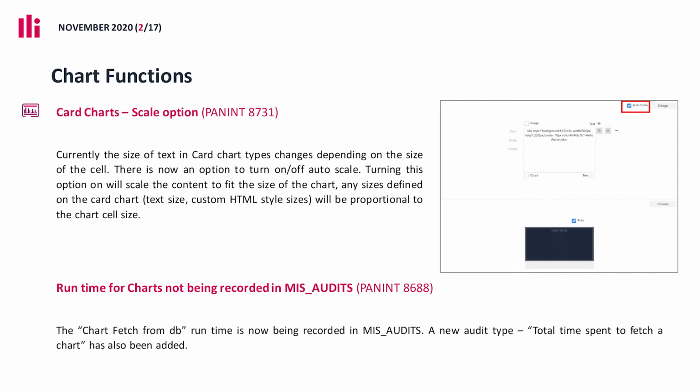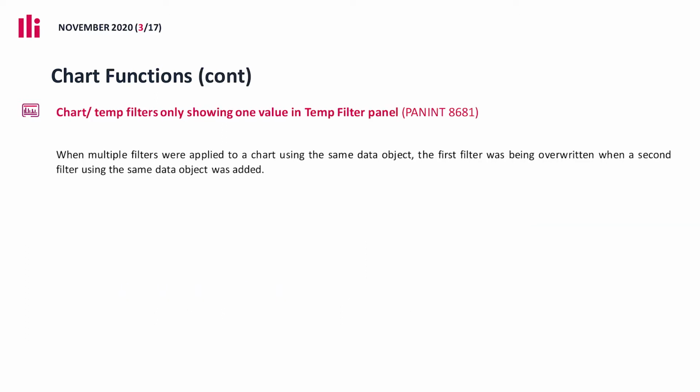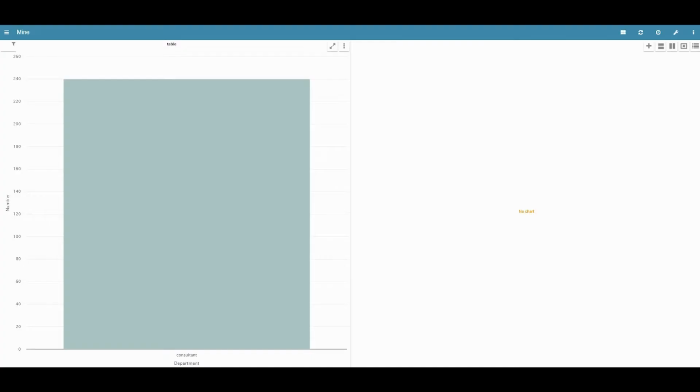The chart fetch from DB runtime is now being recorded in MIS audits. A new audit type, total time spent to fetch a chart, has also been added. When multiple filters were added to a chart using the same data object, the first filter was being overwritten when a second filter using the same data object was added. Here's Adil with a quick demonstration.